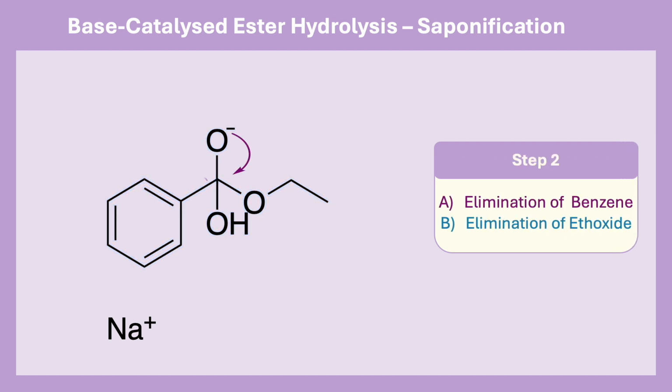The next step in the reaction is reforming the carbonyl. When reforming the carbonyl, a bond to the carbonyl carbon needs to break to prevent the formation of a pentavalent carbon. Therefore, either the benzene or ethoxide group is removed from the molecule.